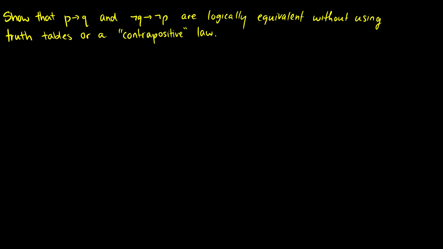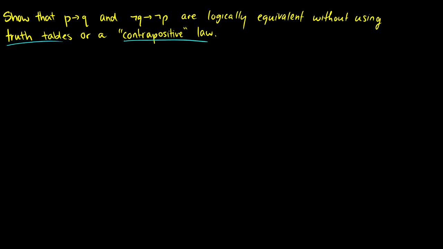In this video, we're going to do a couple more questions with logic laws. So for the first one, we want to show that P arrow Q and not Q arrow not P are logically equivalent. We don't want to use truth tables, and we don't want to assume that they are logically equivalent. So how do you approach this?